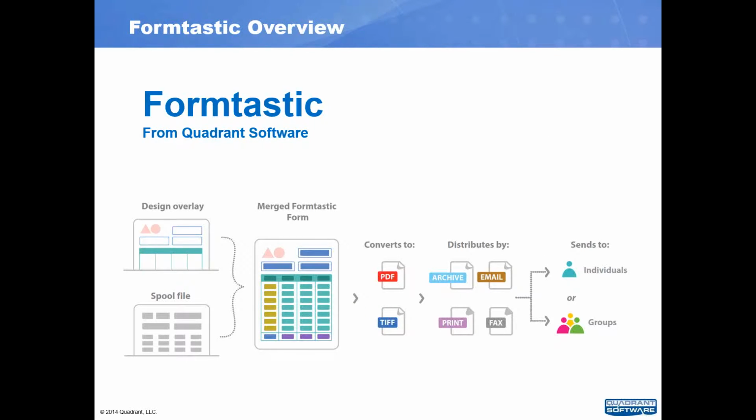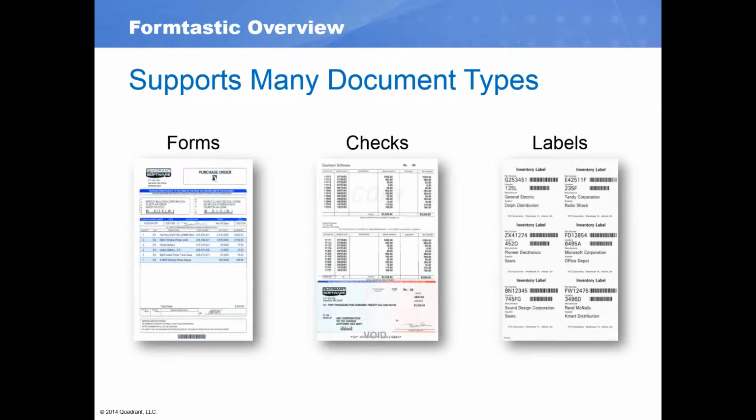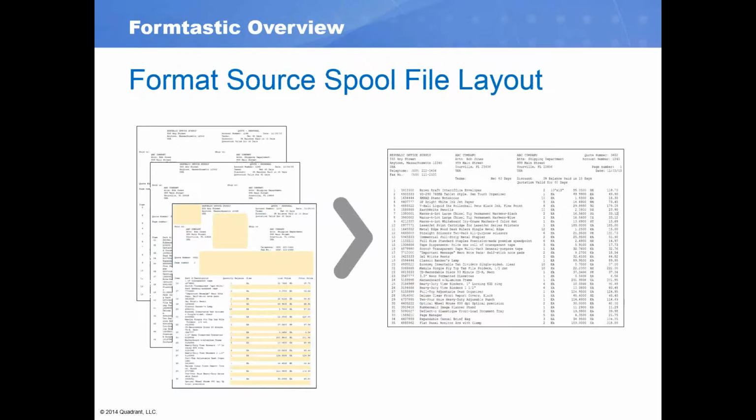So Formtastic can help you overcome these challenges by enabling you to modernize your IBMi documents and automate distribution, as well as reducing costs on pre-printed forms, checks, and wasted paper. At a high level, Formtastic pulls your spool file out of your output queues, merges it with a pre-designed template, converts it to a PDF or TIFF, then distributes it to the intended recipient or recipients, and creates a copy for archiving. It supports a large number of document types, including forms, checks, and labels.